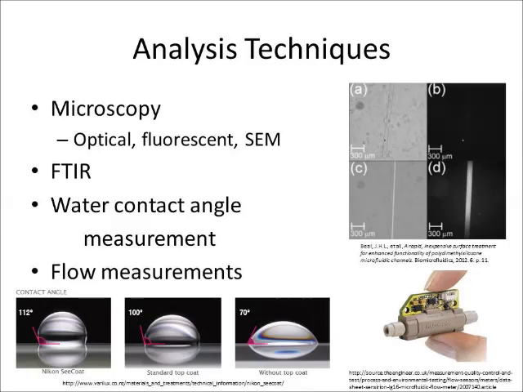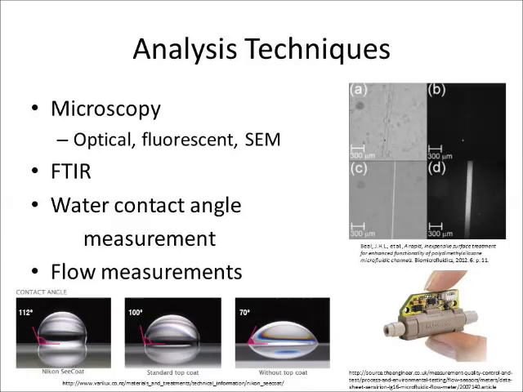Optical and fluorescent microscopy are used in the image to the right. A and B are images of an untreated channel, where C and D are images of a silane-treated channel. This silane is a fluorescent molecule and can be seen in D, a fluorescent microscopic image, where it can't be seen in B, a fluorescent image of the untreated channel.